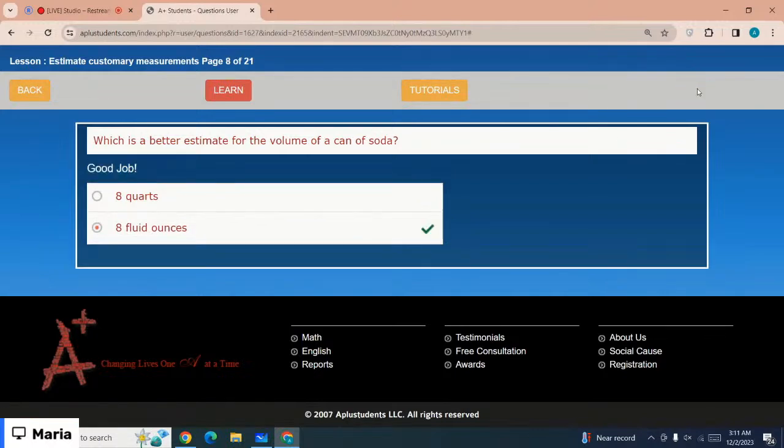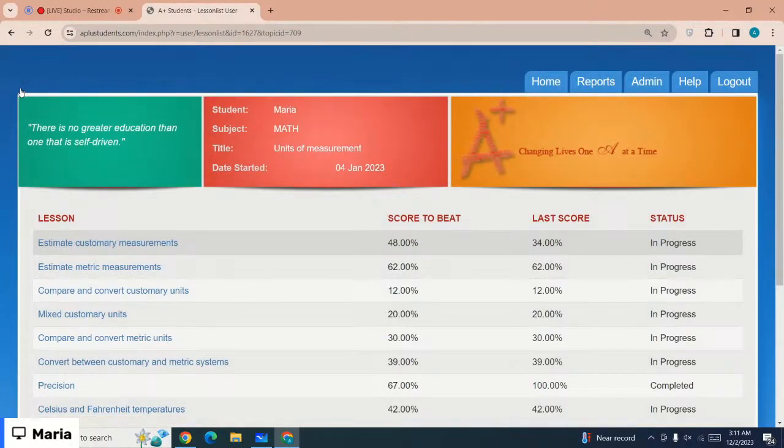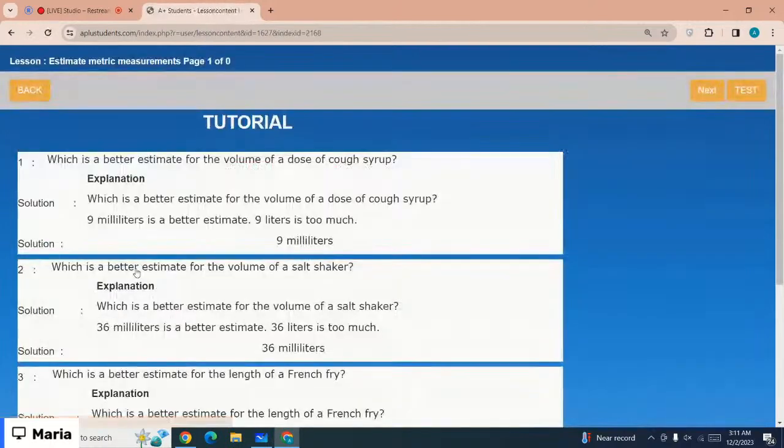Okay, you can complete the lesson by yourself later today. Let's just move on to the next lesson. And the next lesson is estimate metric measurements. Let's just start with the metric units.